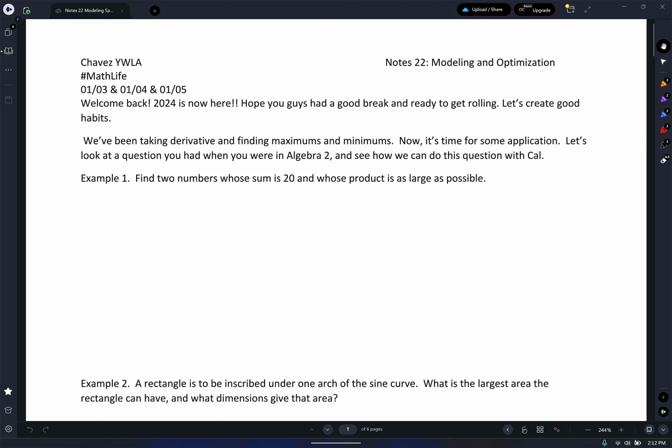Modeling and optimization. So all this time in the first semester, all we did was find derivatives. Okay, no yawning, that's a demerit.